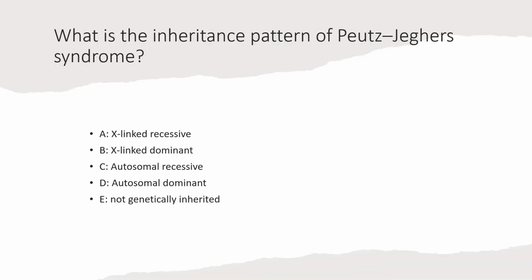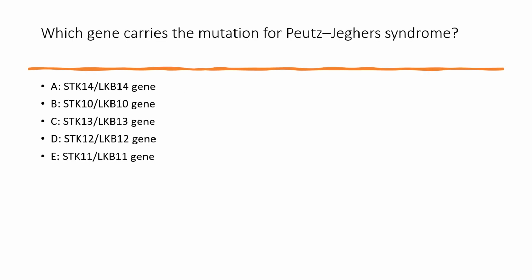What is the inheritance pattern of Peutz-Jeghers syndrome? Is it A, X-linked recessive, B, X-linked dominant, C, autosomal recessive, D, autosomal dominant, or is it E, not genetically inherited? And the answer is D, autosomal dominant.